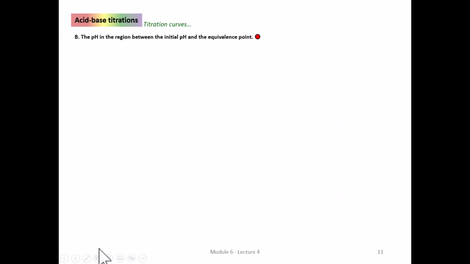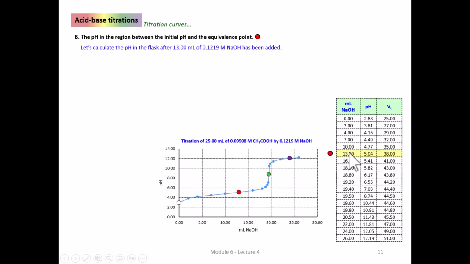So let's calculate the pH after addition of 13 milliliters of sodium hydroxide. This is in the region between the initial and the equivalence point. Well, at 13 milliliters, the number of moles of hydroxide added would be the volume times the concentration, or 0.0015847 moles of hydroxide.